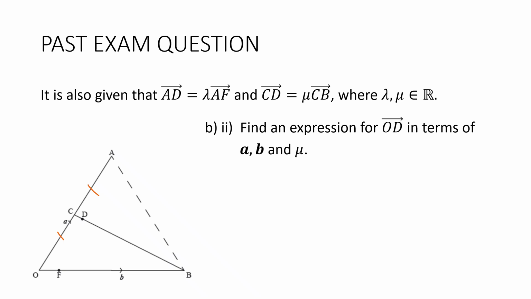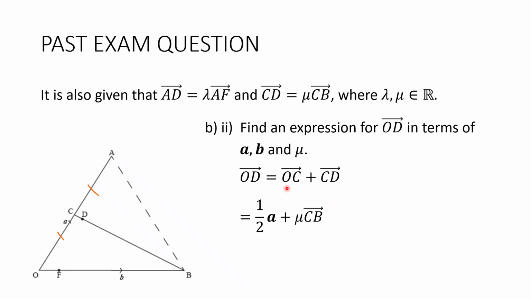Part 2, find an expression for OD in terms of A, B and mu. So this time we want to use this part here. But we'll start the same. OD is equal to OC plus CD. And CD is mu times CB.